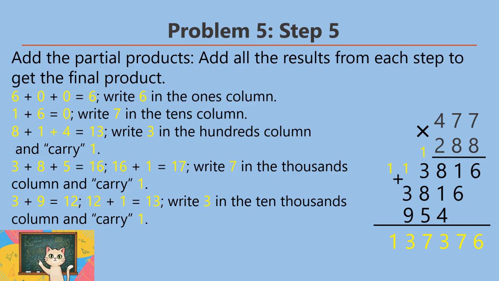8 plus 1 plus 4 is equal to 13, write 3 in the hundreds column and carry 1. 3 plus 8 plus 5 is equal to 16, 16 plus 1 is equal to 17, write 7 in the thousands column and carry 1. 3 plus 9 is equal to 12, 12 plus 1 is equal to 13, write 3 in the 10,000s column and carry 1 to the 100,000s column.